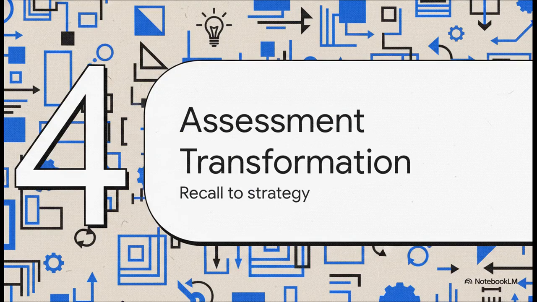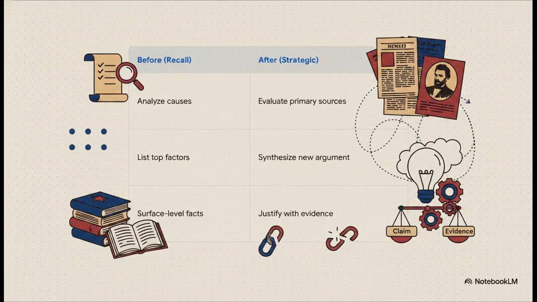Let's put this into some concrete terms in section 4, the assessment transformation, as we look at moving from simple recall to strategic thinking. Let's apply this directly to an actual classroom scenario. Imagine a traditional history prompt that asks students to, quote, analyze the causes of the Civil War by listing the top 3 factors from Chapter 4. Now, it uses the strong verb analyze, but the actual mental process, it's just fetching data. It's simple recall.